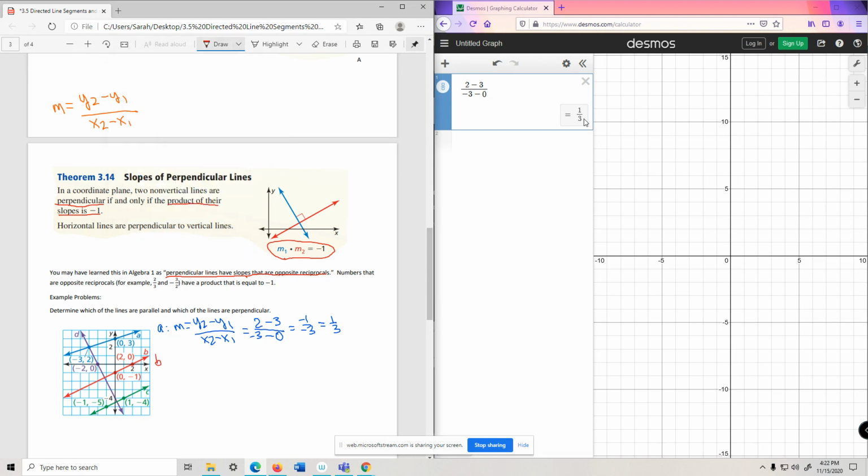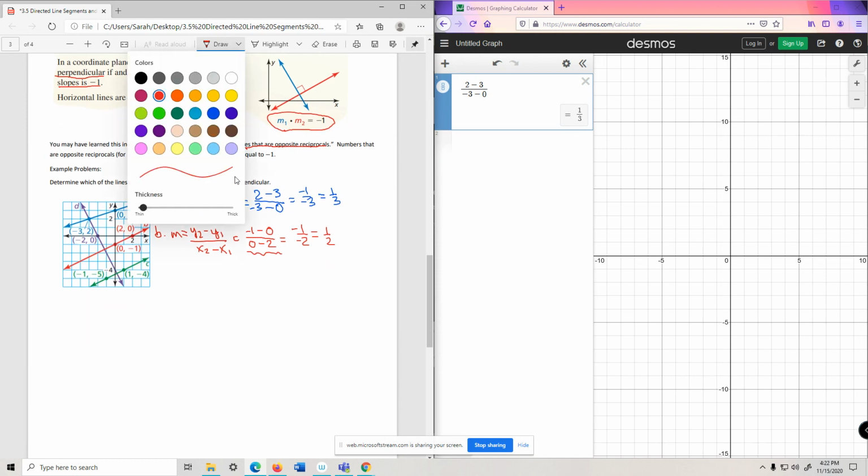Now let's find the slope of B. I'm going to use 0, -1 as my second point, 2, 0 is my first point. So when I plug things in, y2 is -1 minus y1 is 0. x2 is 0 minus x1 is 2. When I simplify, -1 minus 0 is -1. 0 minus 2 is -2. Negative over negative is the same as a positive. I could have typed this into Desmos and done that little fraction trick and gotten the same answer. Line C, same idea.